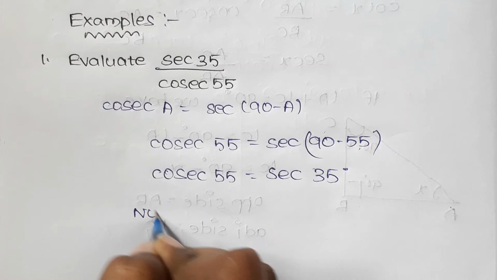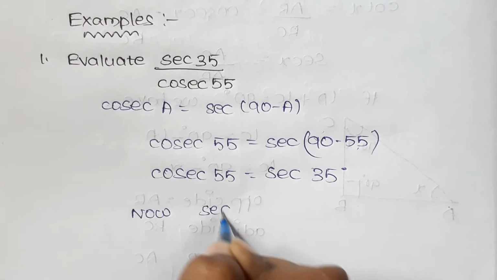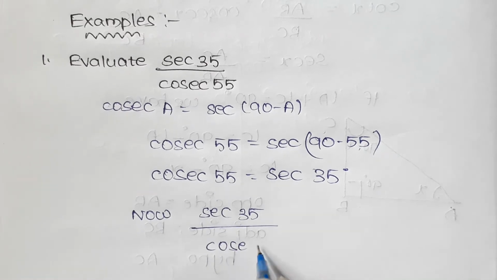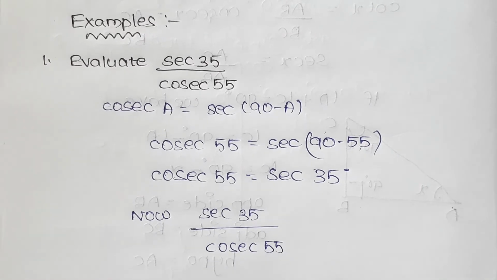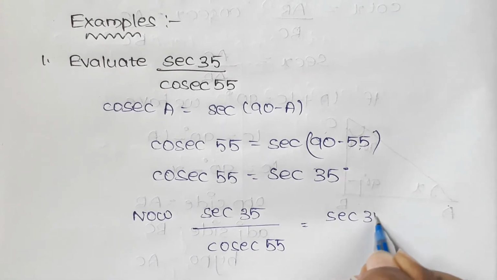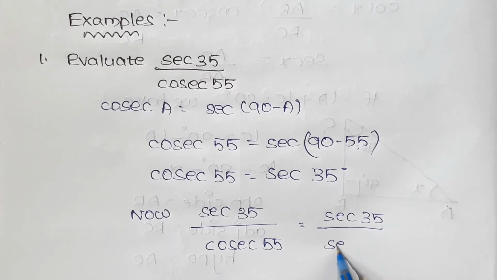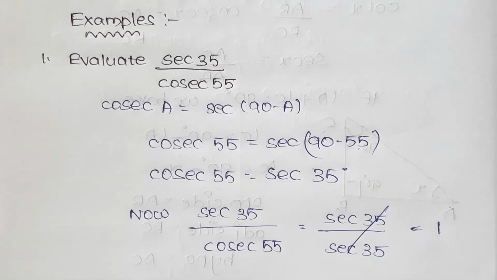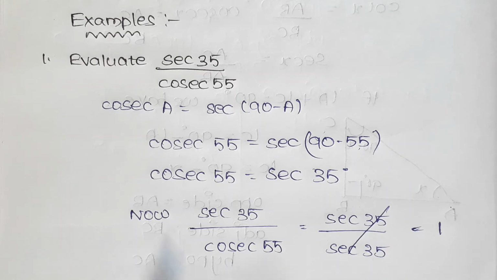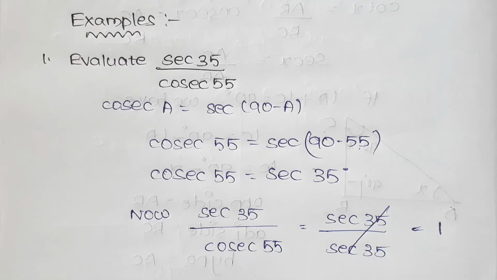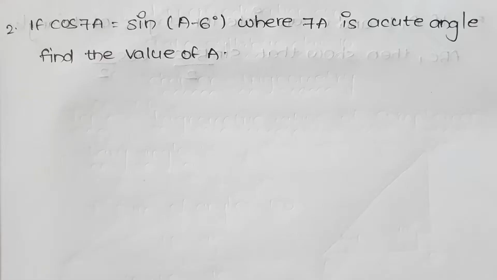So now, secant 35 by cosecant 55. We know that the cosecant 55 value is secant 35. So both numerator and denominator are equal. So cancel them, and the answer is 1. So secant 35 by cosecant 55 equals 1. And this is the first one. Let us see the next one.